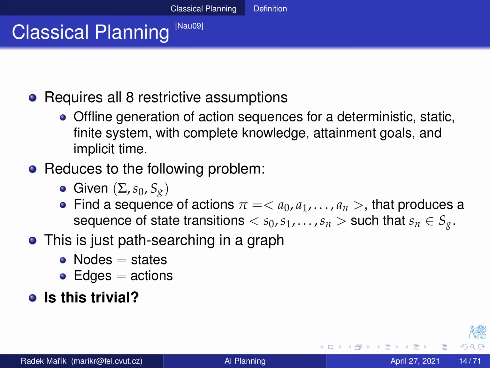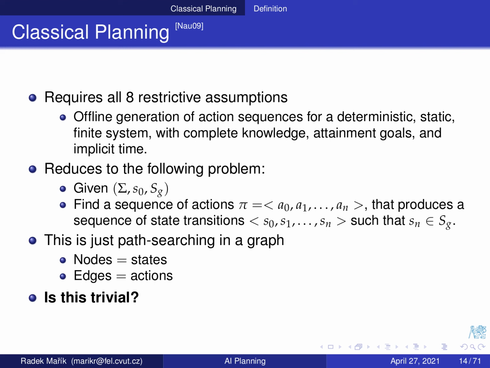then we basically have a system that is an offline generation of action sequences for a deterministic, static, finite system with complete knowledge, attainment goals, and implicit time. And the whole problem of planning is reduced to a system that can be described by, let's say, the system, and we will call it the domain. We will see how later on. Initial state s0, and a subset of goal states.